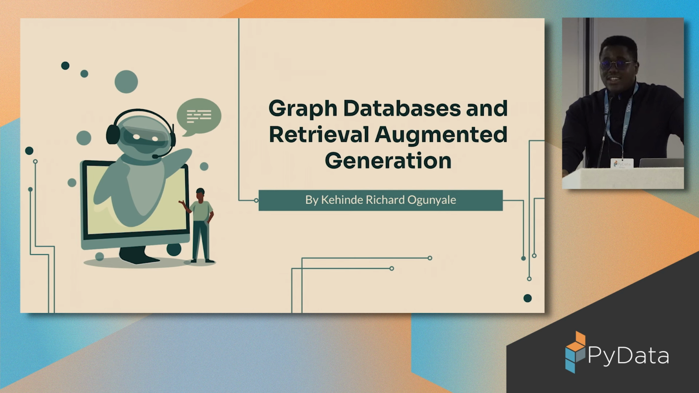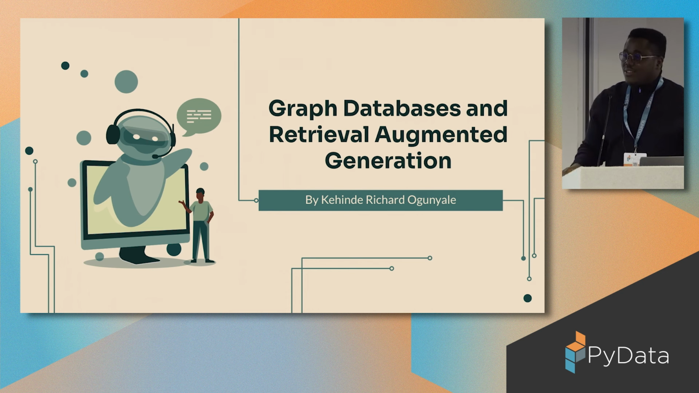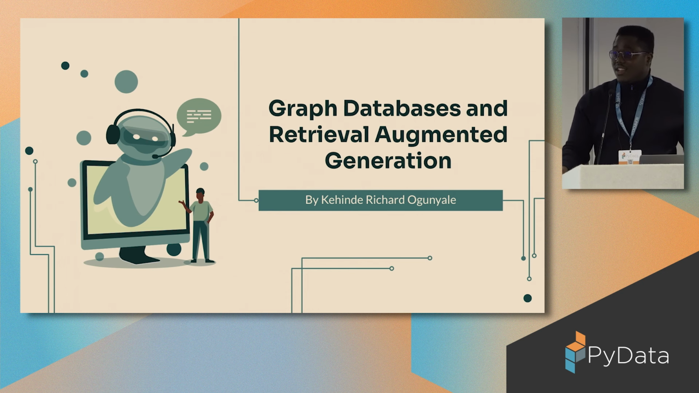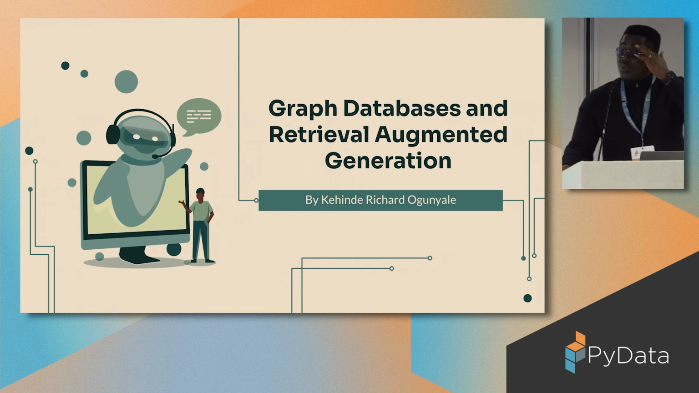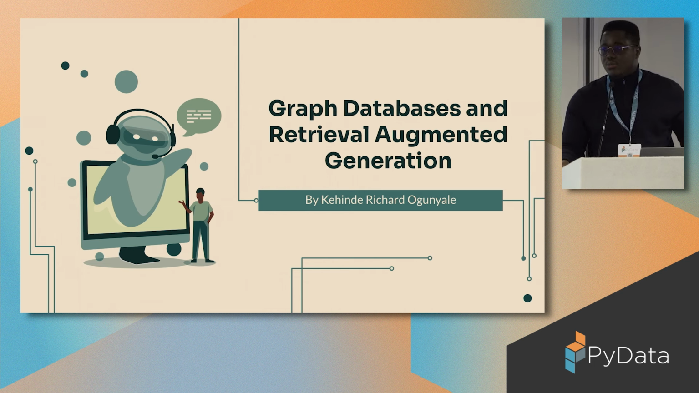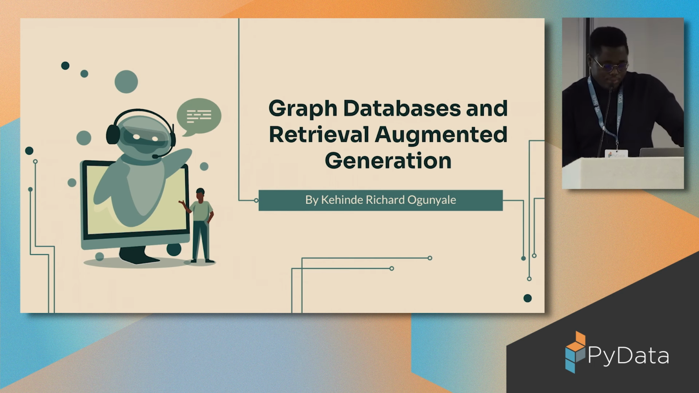I'll be talking about graph databases and retrieval-augmented generation. I'm going to talk a little bit about RAG itself, ordinary RAG, and how you can actually do RAG with a graph database. What are the benefits and what are the limitations of RAG currently? And we'll go through a simple tutorial on a notebook. I'll just run through it. If there are any questions, you can just raise your hand and I'll be happy to take them. Thank you.